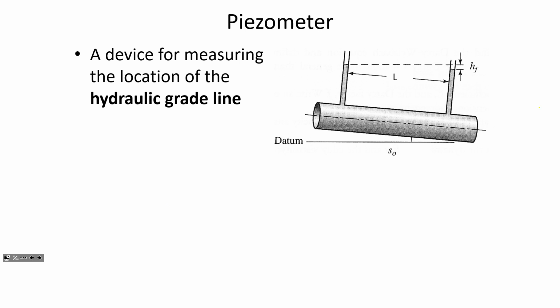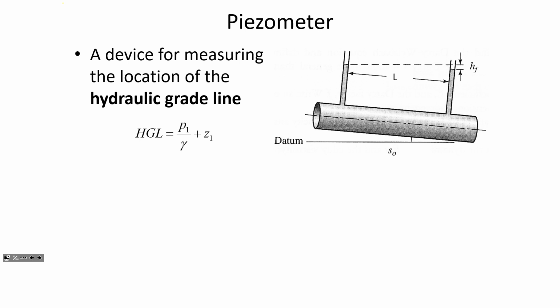But H sub F is physically manifested. H sub F is the energy loss due to pipe friction. So this is how much energy there was upstream. Downstream, there's less energy, and we see that there's less energy because it's not rising as high. So H sub F is how much energy was lost between those 2 points.